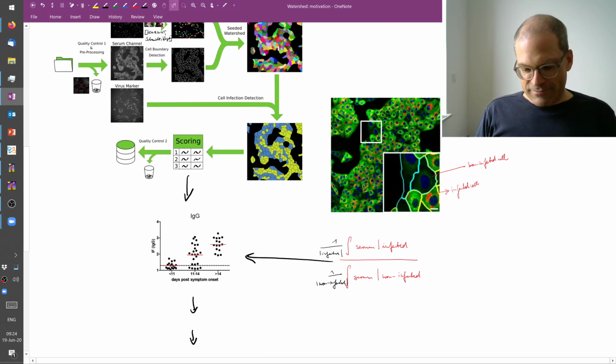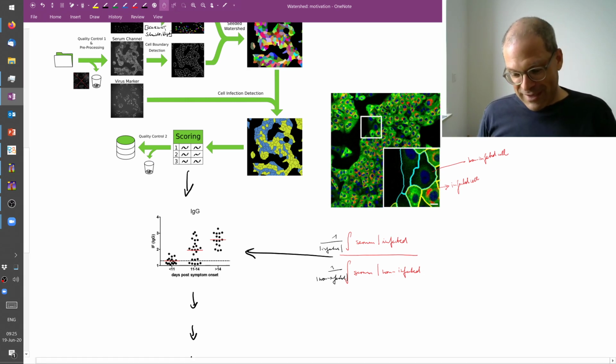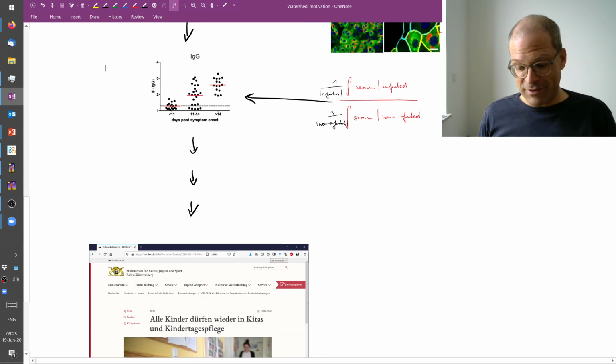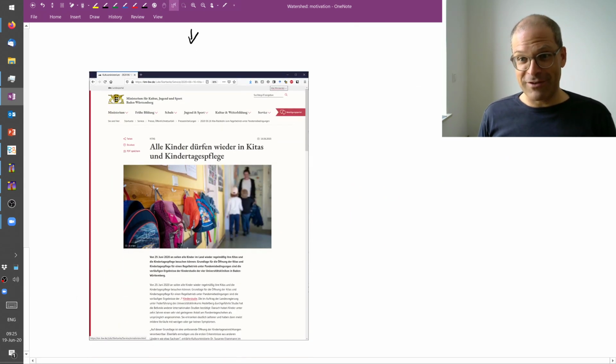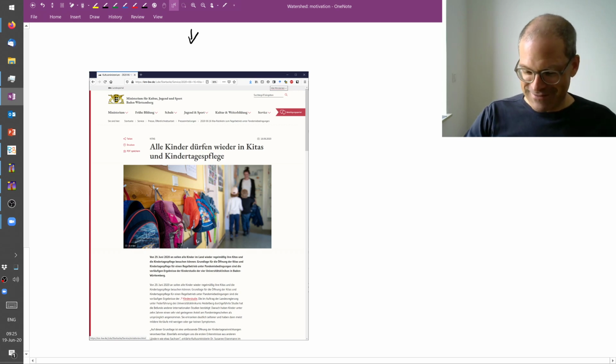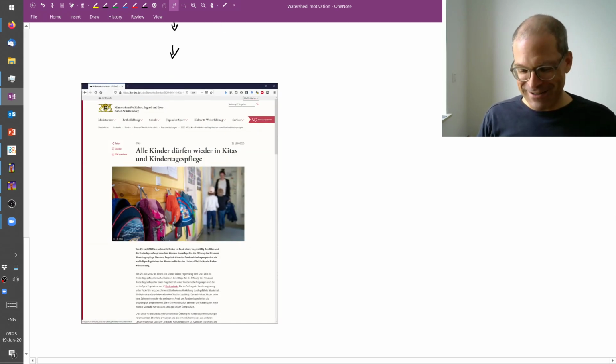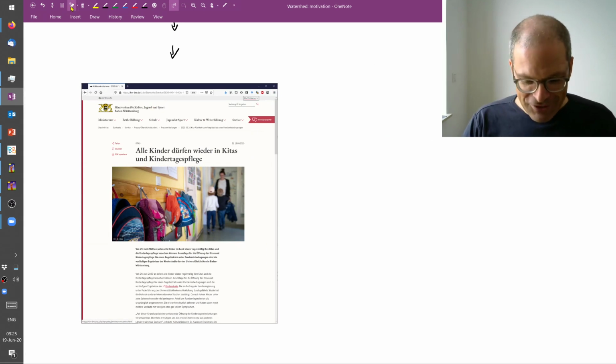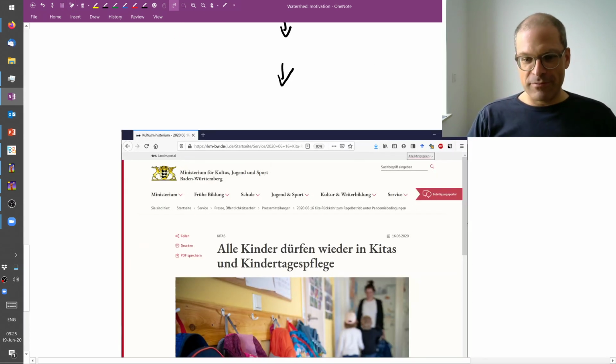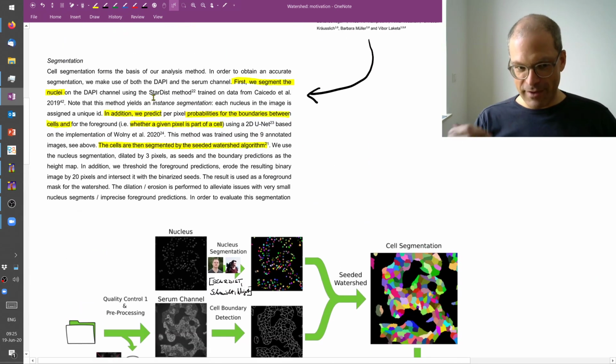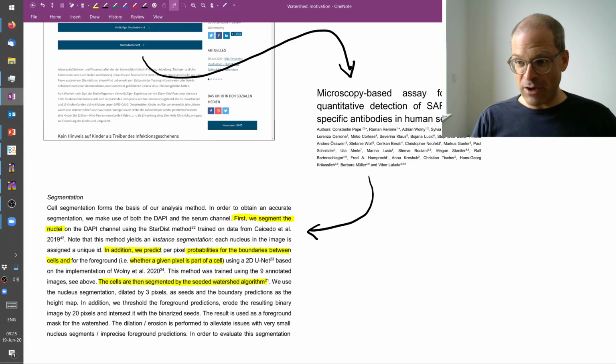Good. Now this was not the merit of the computer vision or of the seeded watershed, but luckily the numbers were such that the minister president announced that schools and kindergartens can open again. Yay! Means we have more time to prepare lectures and give good lectures. Good. So this was one use case of where watershed, seeded watershed, can be used, and we will now move to the algorithmics part.